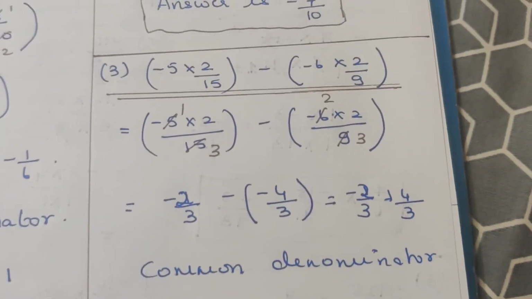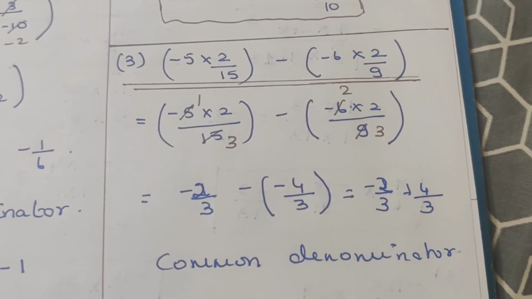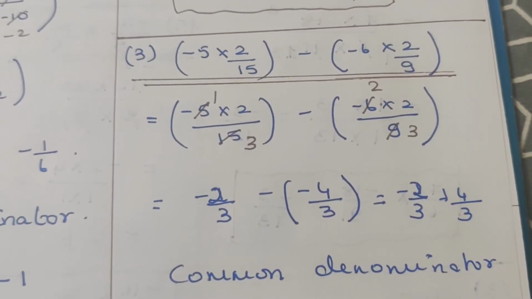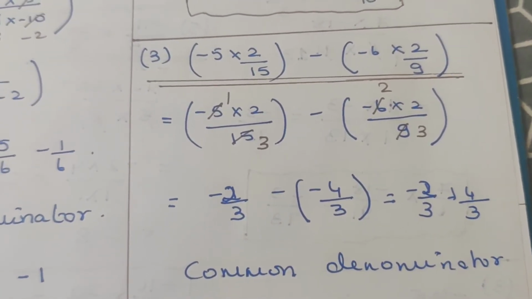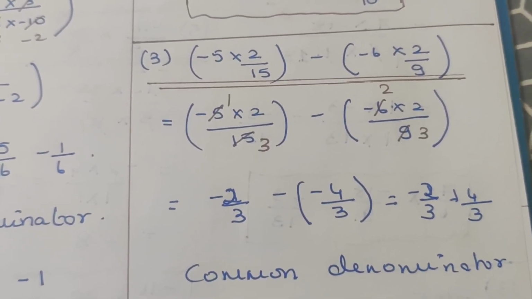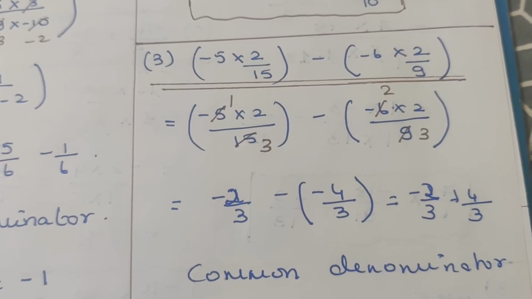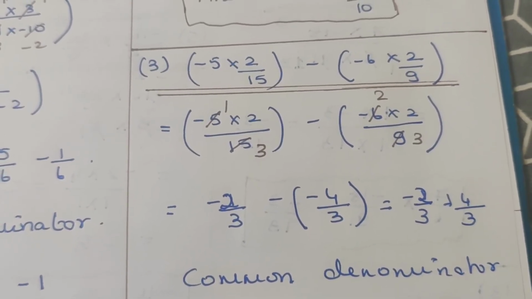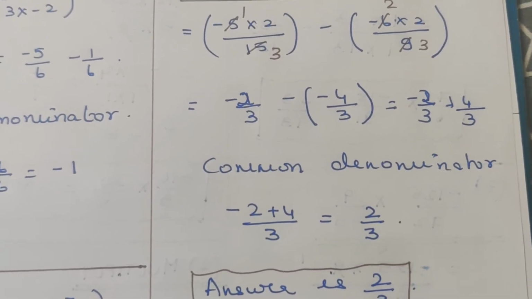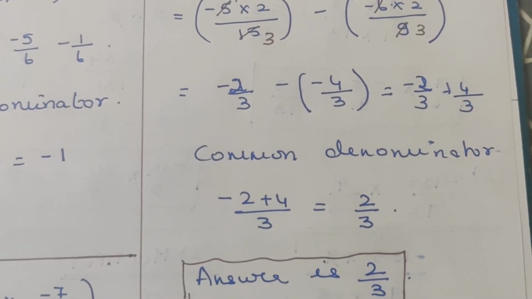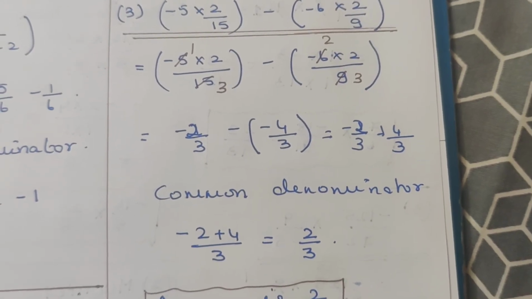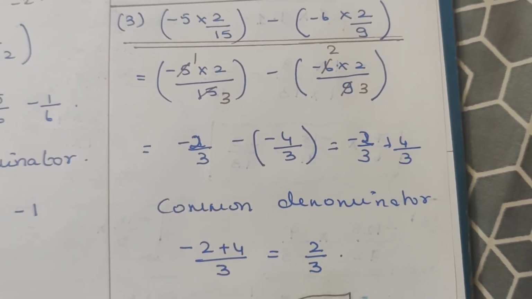Moving on to the third sum. Minus 5 into 2 by 15 minus of minus 6 into 2 by 9. Just see the way I have crossed out. It becomes minus 2 by 3 minus of minus 4 by 3. That is minus 2 by 3 plus 4 by 3. It's a common denominator, so it becomes minus 2 plus 4 by 3. The answer is 2 by 3. I'm just pausing for a few seconds. Hope this is clear.